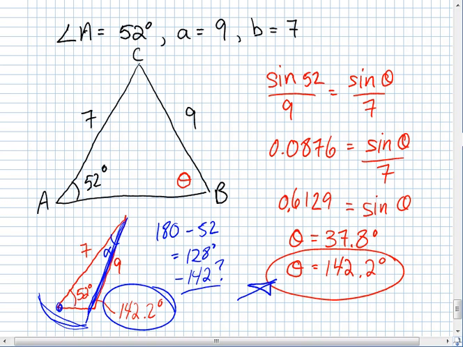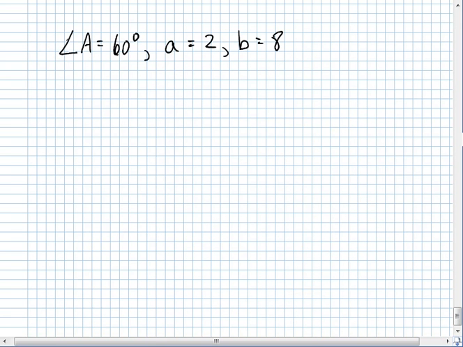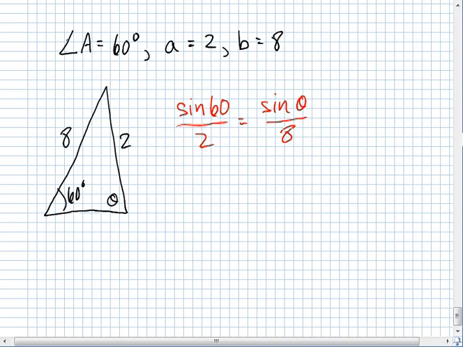And then let's look at one where there is no solution just for the heck of it. Okay, so why don't you just take that information there, pause the video, and draw out your triangle. Okay, and then go ahead and try and solve for theta. Okay, there's your ratio, and do some cross multiplying and simplifying.